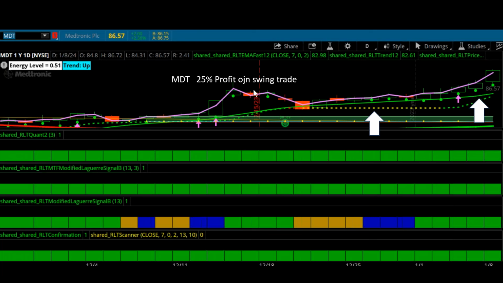MDT, this is a nice one as well. Again, we get in here, we get out here. This is a daily chart. Notice it's coming off the 15 EMA. I'm looking for an entry level. You see how it went from yellow to blue, so the multiple time frame momentum was already showing institutions are buying it. Now I had the current time frame as well, so that was a key for me to get in right here. And we took a 25% profit on this swing trade on the daily chart on MDT.